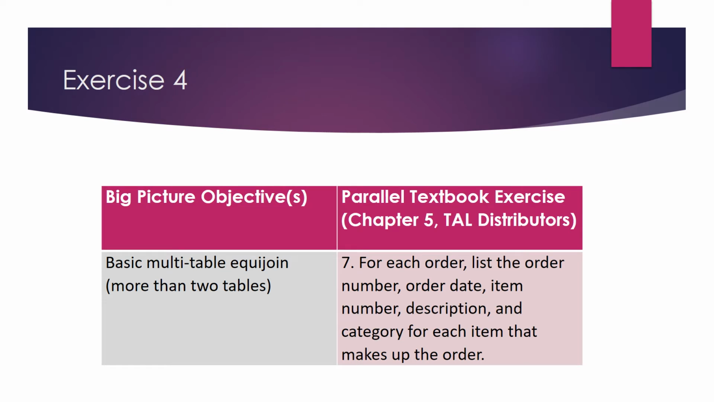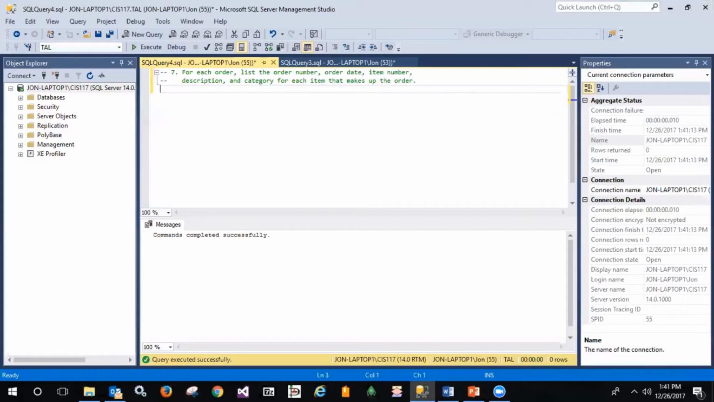Exercise 4 addresses a multi-table join of more than 2 tables. All right, our 4th exercise we're going to use problem number 7 from the TAL problem set, and it states for each order, list the order number, order date, item number, description, and category for each item that makes up the order. And the challenge here is that we're now doing a join that is going to involve more than just 2 tables. So let's take a look and see how many tables we are going to need in order to get this all connected.